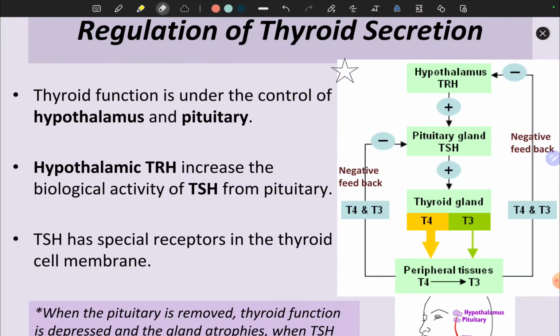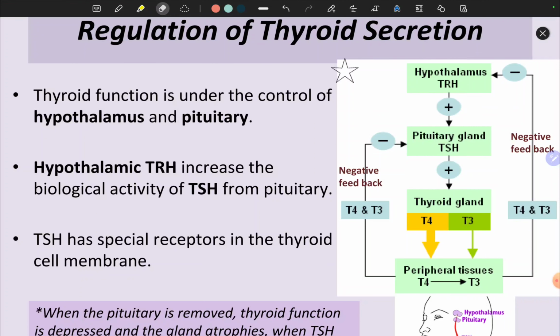Normally in negative feedback, T3 and T4 negatively feed back on the pituitary and hypothalamus to decrease further release of TSH and TRH, and so decrease stimulation of the thyroid gland to release thyroid hormone.